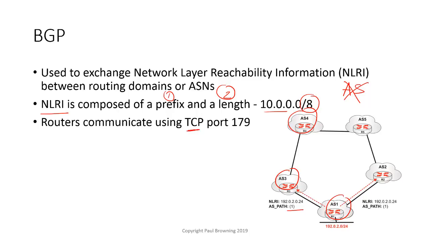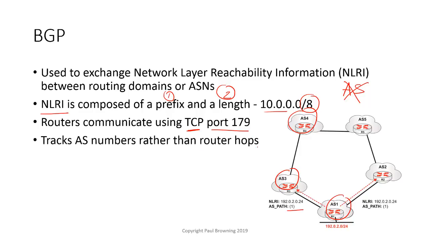The other thing is it's reliable. It uses TCP port 179. It tracks AS numbers rather than router hops. So this is why your ISPs will be using it more than your small business.